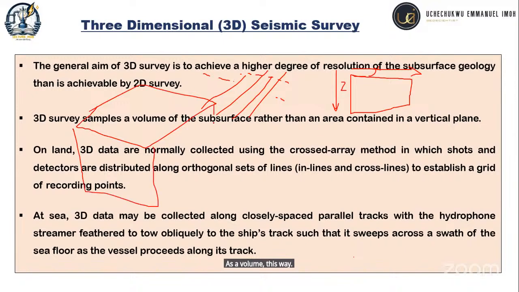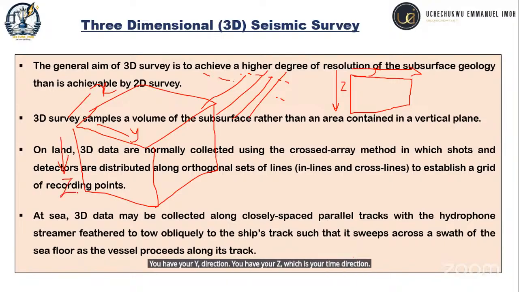You have your data as a volume. So you have your X, you have your Y direction, you have your Z, which is your time direction or your depth direction. So you have a whole volume, which is synonymous to a whole loaf of bread, as I tried to give an analogy of that.